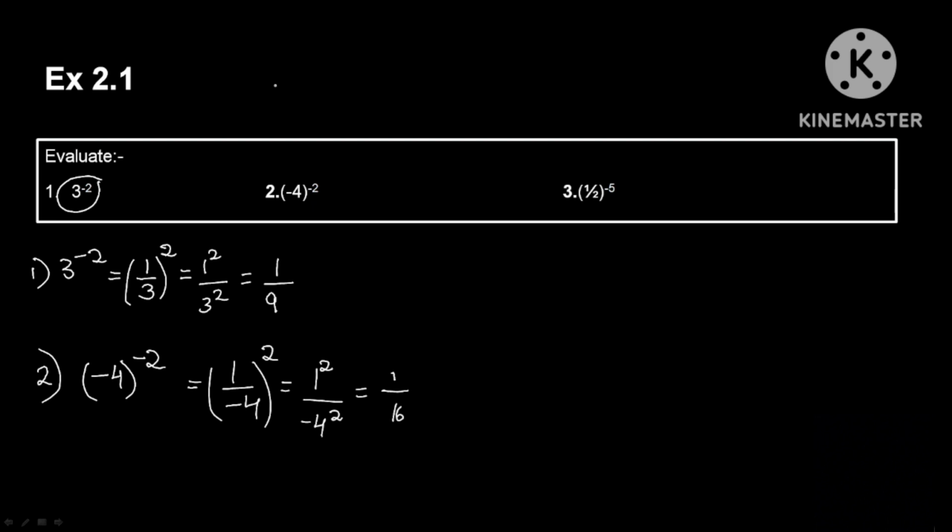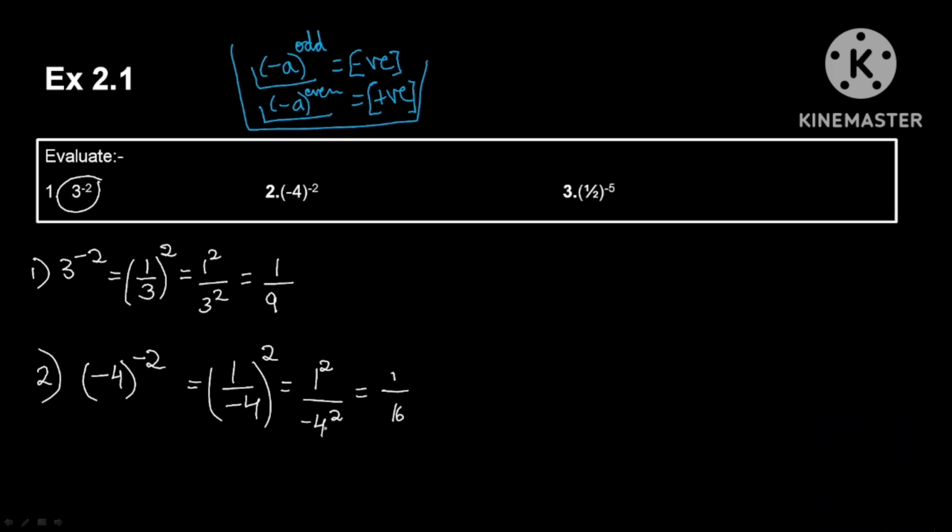Now look at the top of the slide. If we have a negative base raised to an odd exponent, then we will have a negative result. If there is a negative base raised to an even exponent, then we'll have a positive result. Note this point. If we have a negative base with an odd exponent, then we will have a negative result. If we have a negative base with an even exponent, then we will have a positive result. In this case, minus 4 raised to the power of 2. 2 is an even number, so this will be a positive 16.